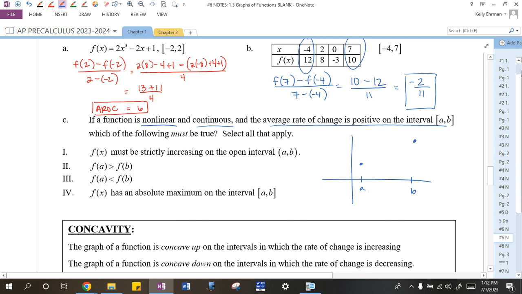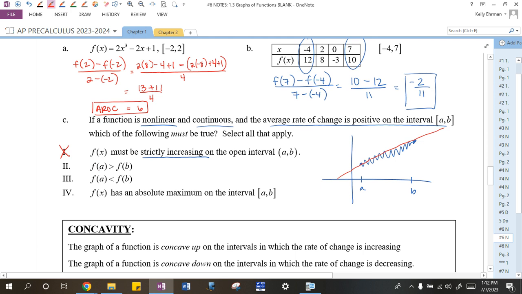Let's just see. F of x must be strictly increasing, meaning can't dip around and decrease. But what if f of x does look like this? Is that still an average rate of change that's positive? Yes, and that's a continuous graph and it's nonlinear. So 1 does not have to be true.